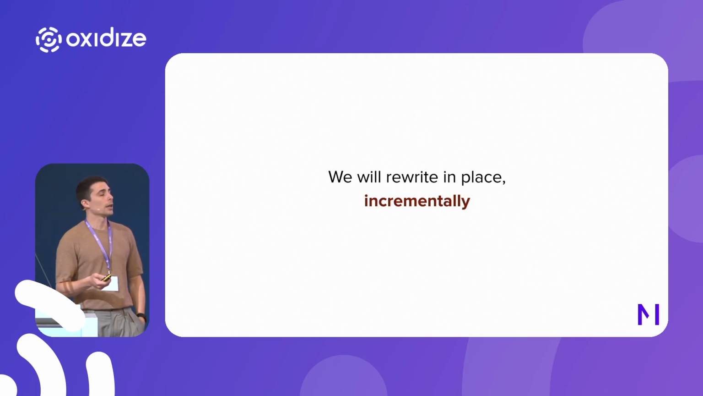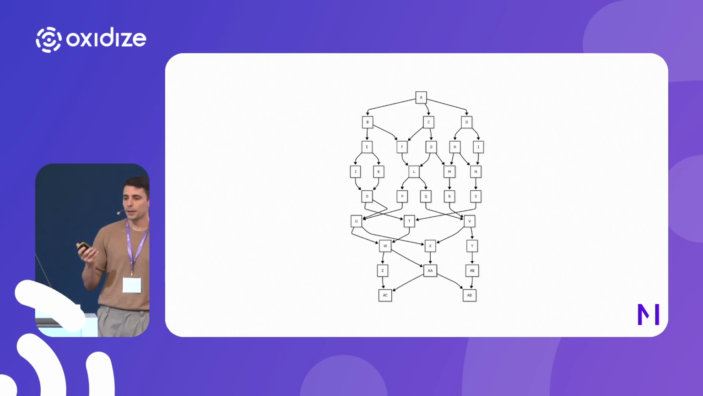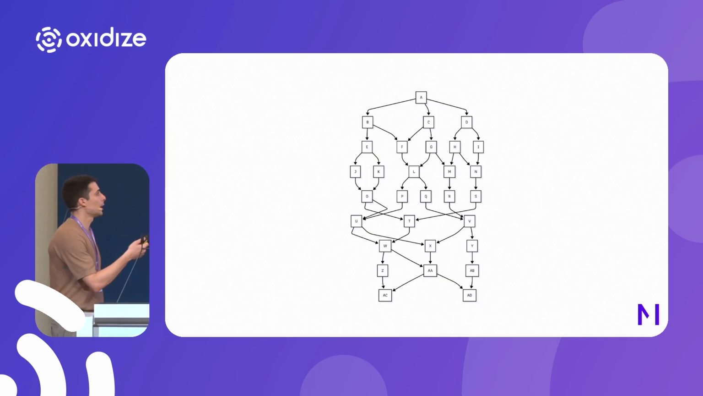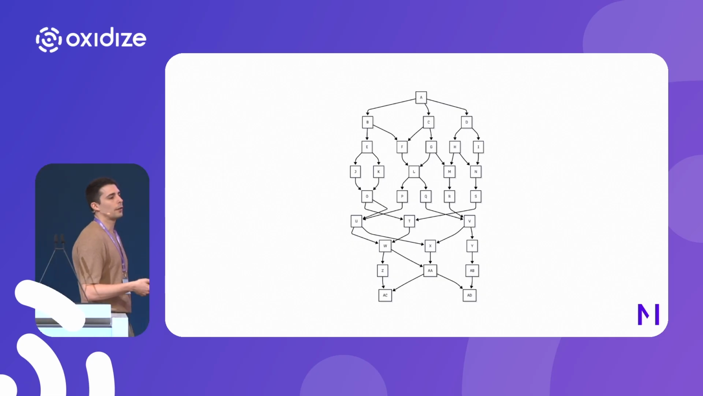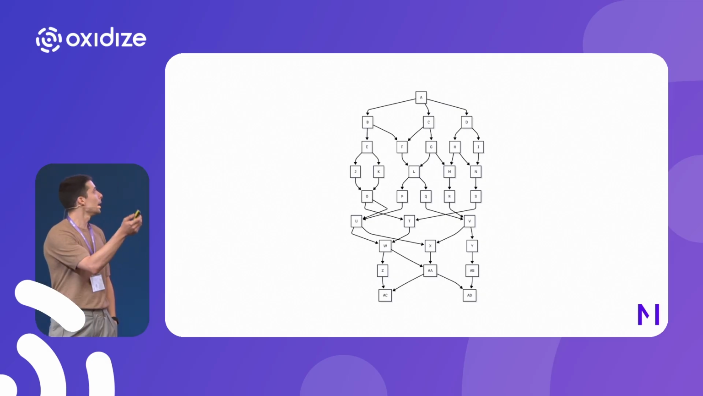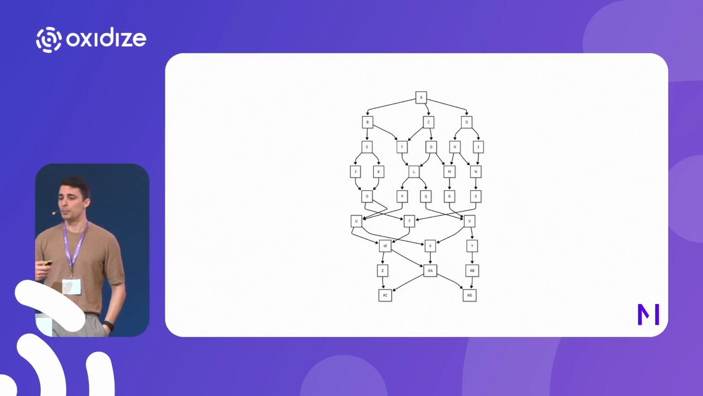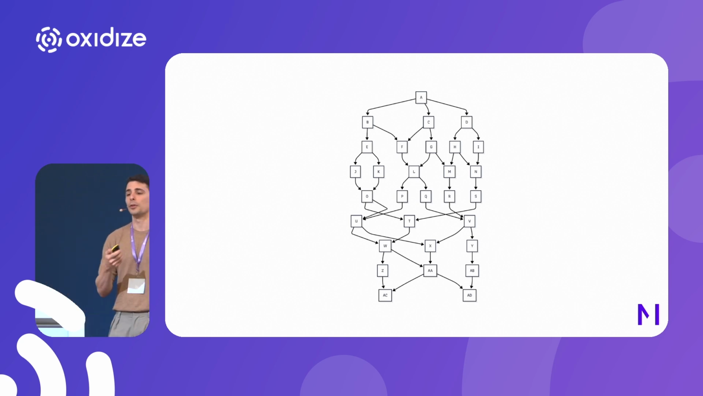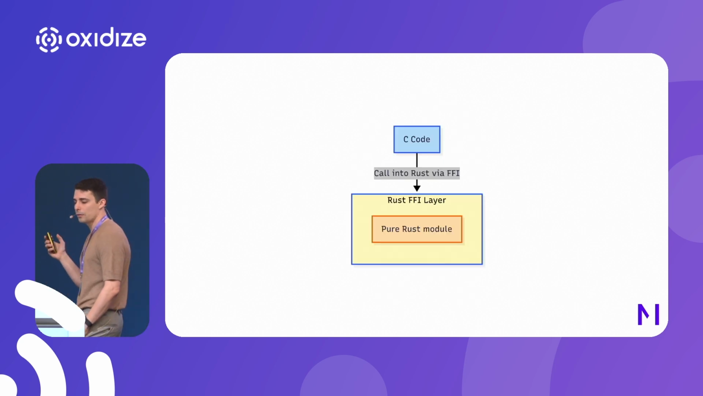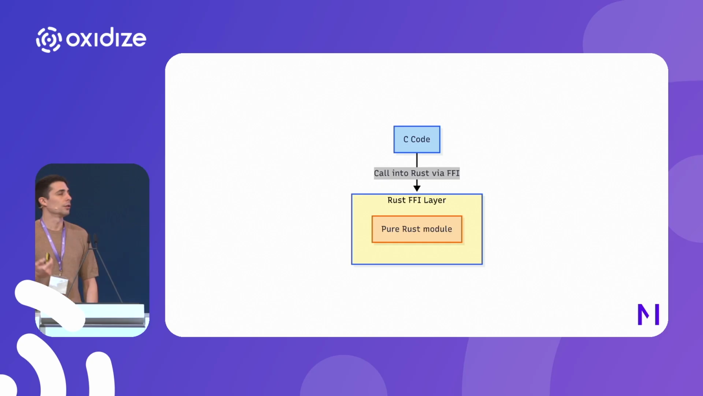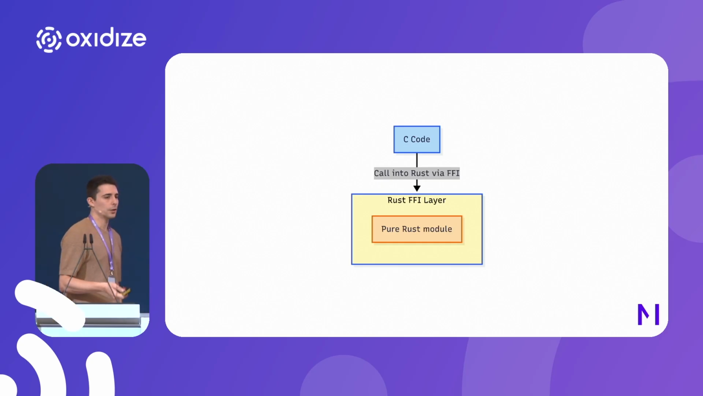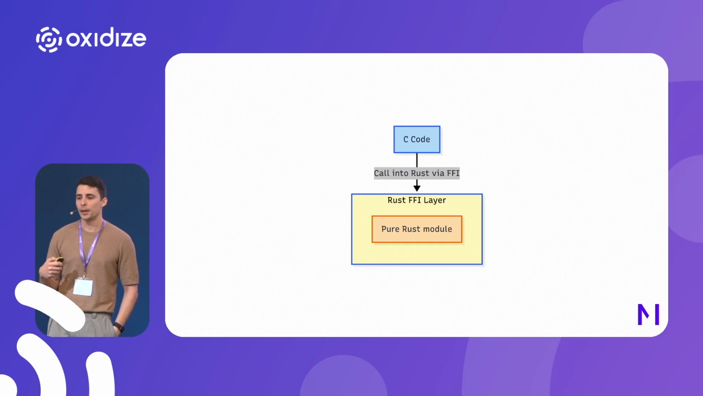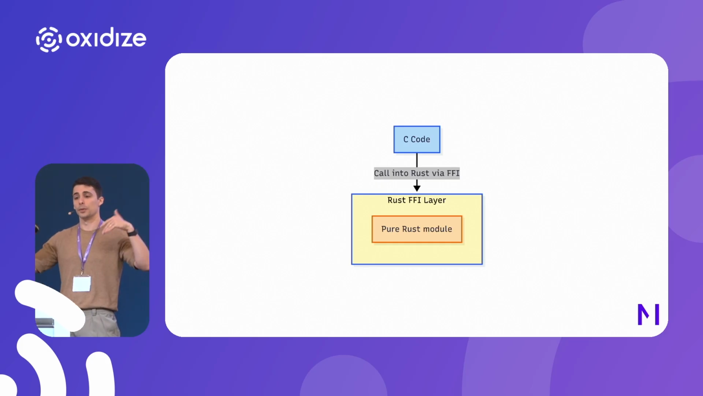We chose to rewrite in place, incrementally. The way this works is you look at the project as a module graph. Every single box in here is a C header file and a C module, and each arrow is a dependency between modules. You look at this graph, and you look for leaves, so modules that have no other dependencies. You then go and rewrite those as a Rust module. You will have a pure Rust module that implements the functionality, and then a Rust FFI layer that makes it so that C and Rust can interoperate, and the rest of the code base can consume your new Rust module.